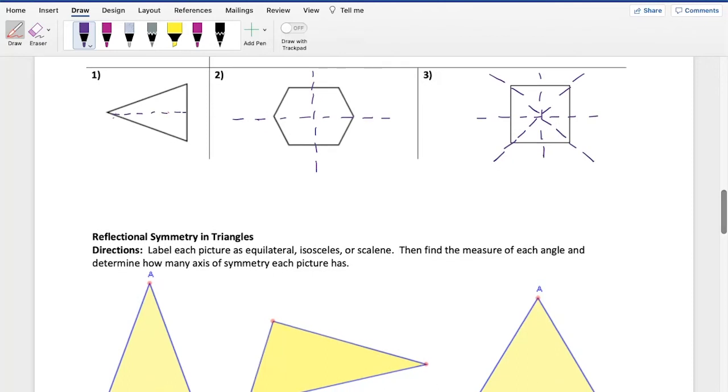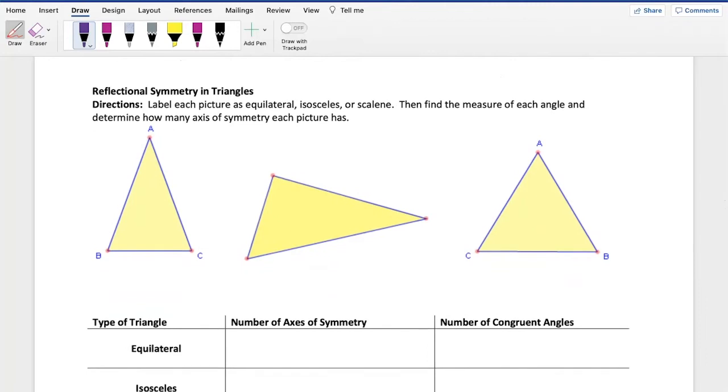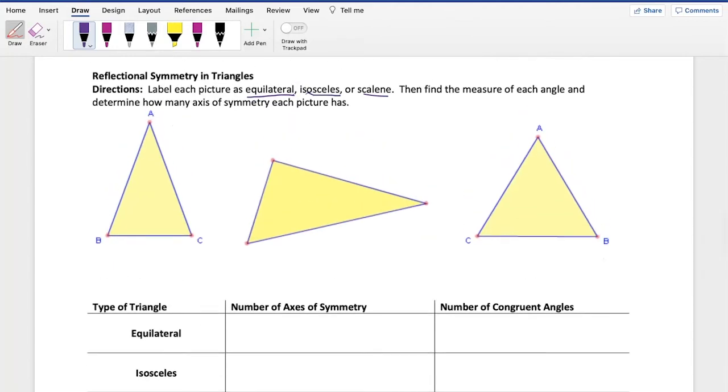All right, moving on, we're gonna do a couple examples where we're looking at reflectional symmetry again, and we're gonna label these as equilateral, so all equal sides, isosceles, which has 2 equal sides, or scalene, where no sides are equal. And then we're going to find the measure of each angle and determine how many axes of symmetry each picture has. And we have this little chart that we're going to fill out as we go.